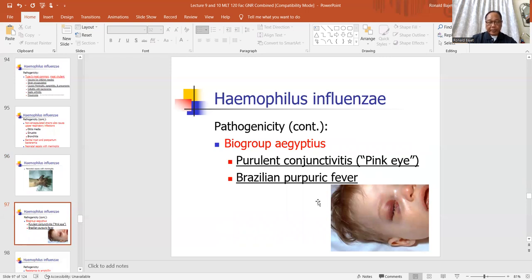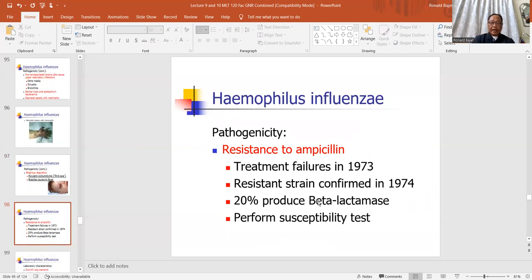Haemophilus influenzae biogroup Aegyptius, like I mentioned at the start of the lecture, can cause purulent conjunctivitis, or pink eye, or it can cause Brazilian purpuric fever. Make sure you know these two diseases: pink eye or purulent conjunctivitis, and Brazilian purpuric fever. Brazilian purpuric fever is Haemophilus influenzae aegyptius, okay? Haemophilus influenzae can be resistant to penicillin. Because the organisms can produce beta-lactamase, doing the beta-lactamase test on this organism is really important. If you isolate it, you need to do a susceptibility test.